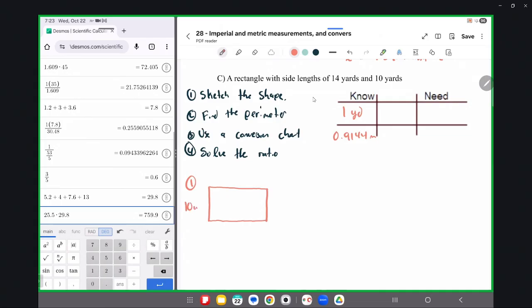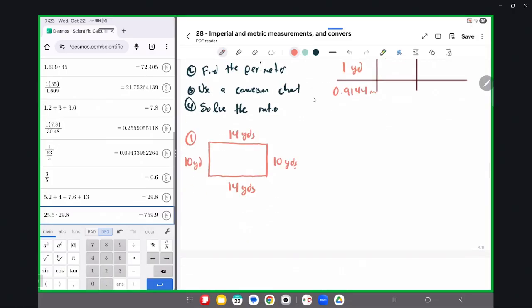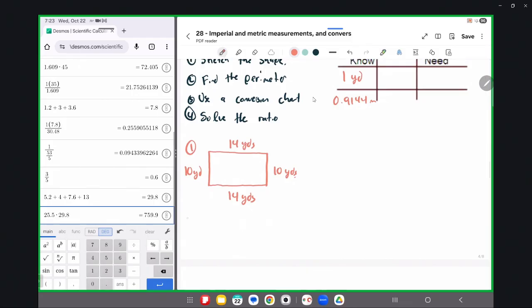So one of these sides is 10 yards. The other one is 14 yards. Now, due to what we know about rectangles, we know that the opposite sides will be the same. So this side will also be 14 yards, and this other side will be 10 yards. So the second point we need to do is determine the perimeter. So the perimeter will be the sum of these 4 sides, namely 14 plus 10 plus 14 plus 10. So this will be 20 plus 28. So the perimeter is going to be 48 yards in length. And again, this is going to be the imperial measurement that we were interested in.